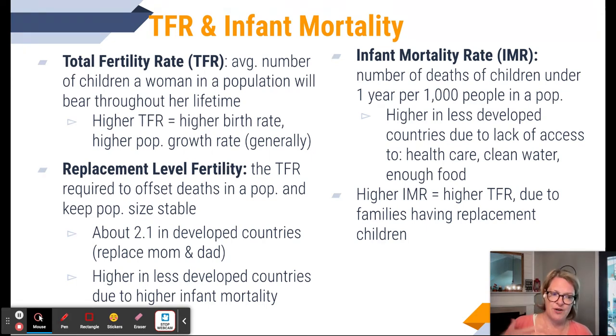A higher total fertility rate equals a higher birth rate. Obviously, if women are having more children, then the fertility rate will be increased and the number of births in a population will increase as well.